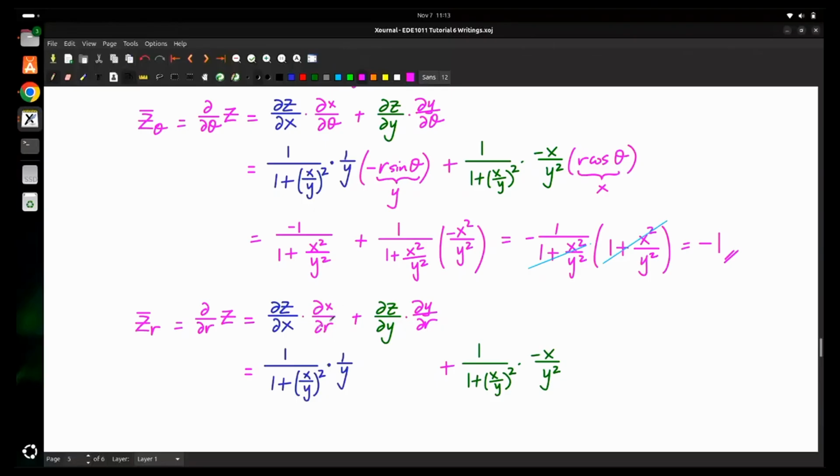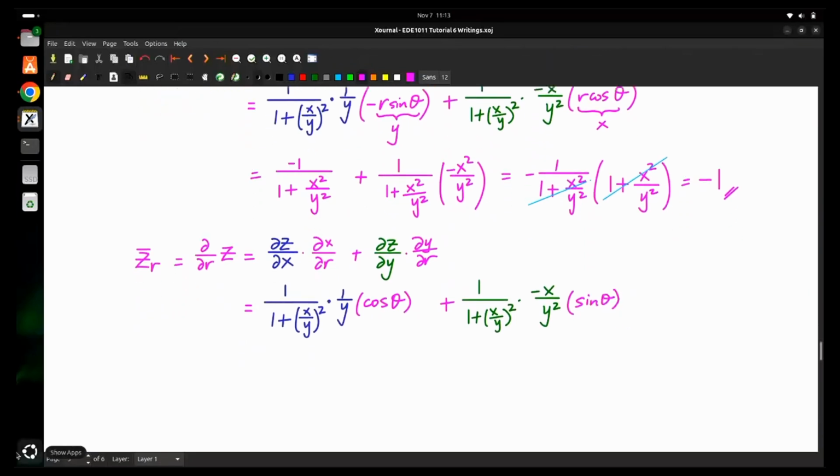So therefore, what is your del x del r? Del x del r will be just cosine theta, because x is r cos theta. So differentiating with respect to r will give me cosine theta, and then differentiating y with respect to r will give me sine theta. Is that right?